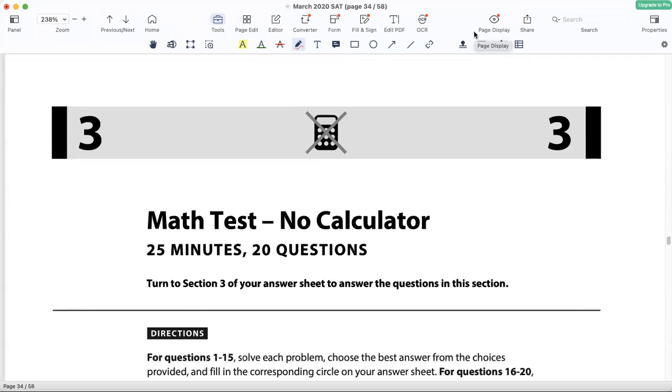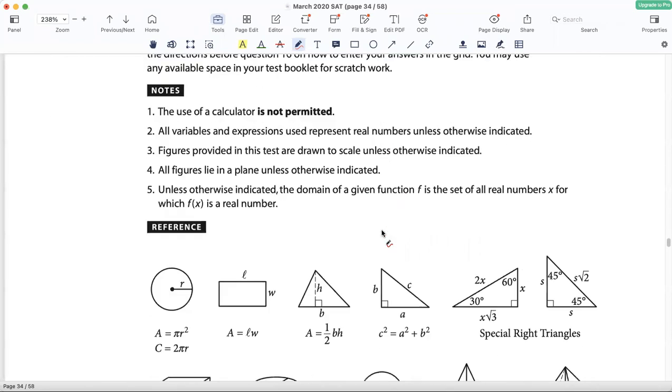In the last video, we solved the math calculator section of the March 2020 US SAT. In this video, we'll solve the no calculator section. So let's begin.